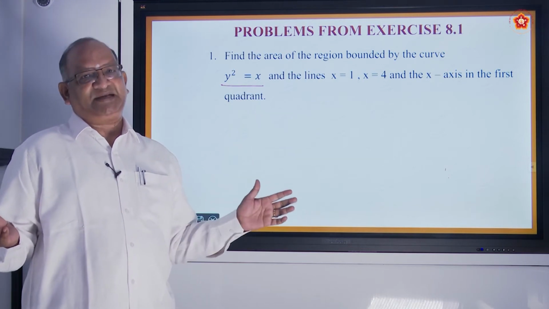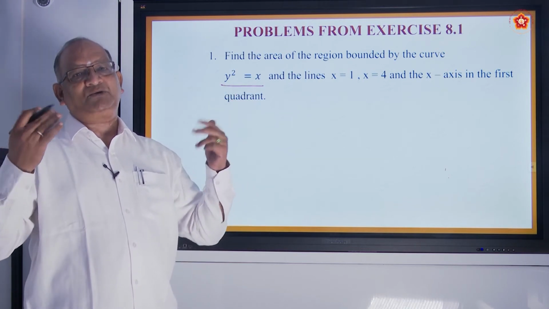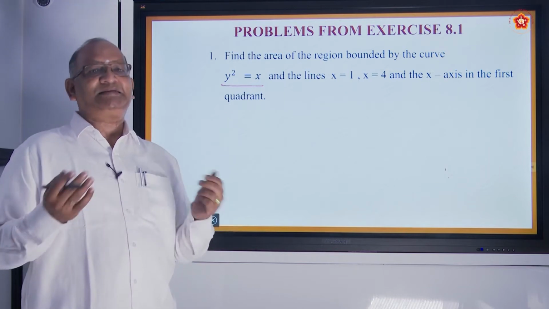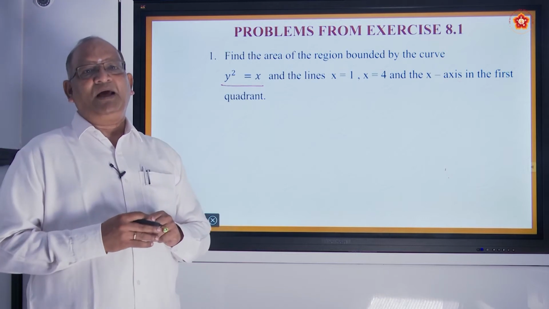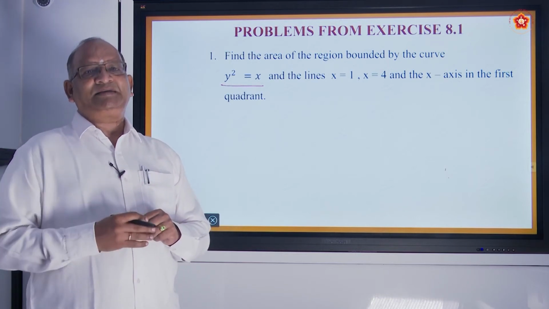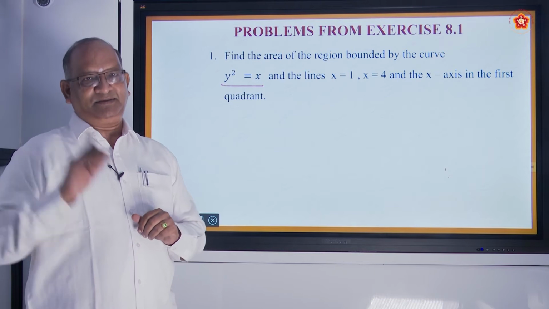Is it opening left side? Is it opening upward? Is it opening downwards? That also you can easily tell by looking at the equation. For example, this particular parabola y square equal to x is going to be opening right side.